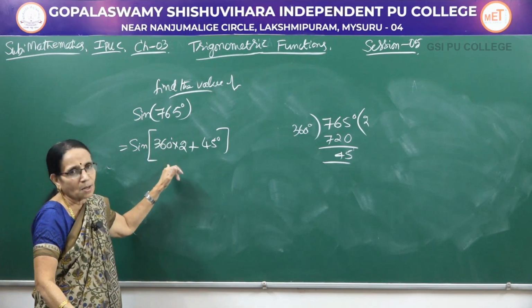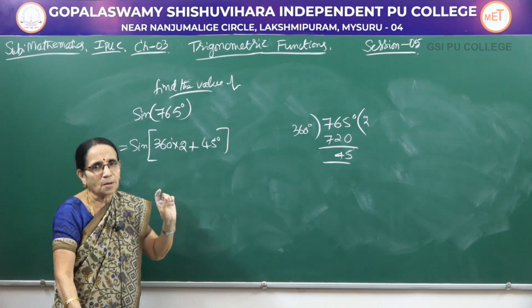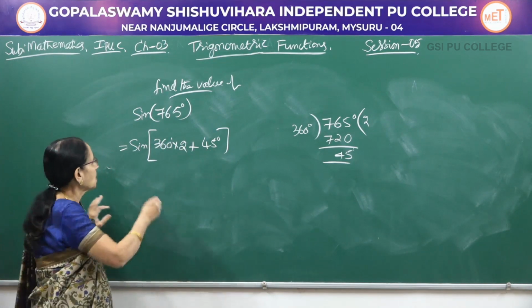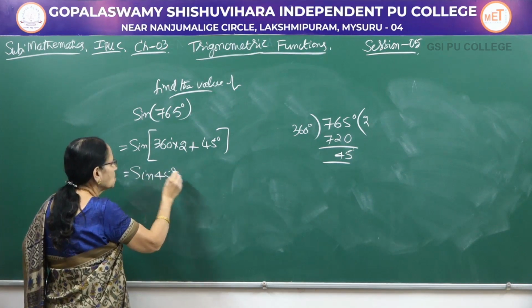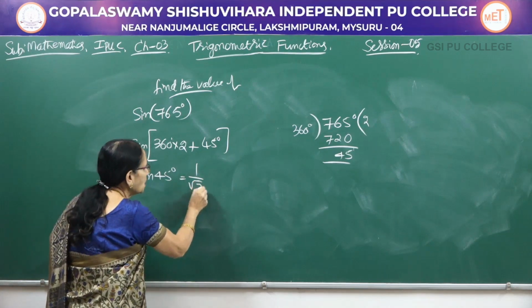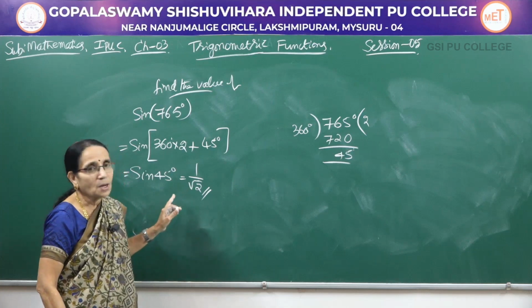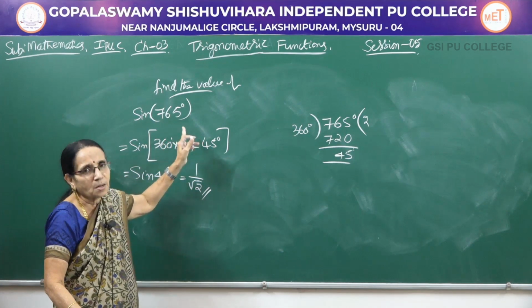Now, I am using a quadrantal angle. Always the angle is expressed either using 90, 180, 270, 360. Just omit this part. Consider only this value, that would be sine of 45. And what is the value of sine? You can see that it is the standard value, hence we have 1 by root of 2. So, this is the value of the trigonometric function sine of 765 degrees.